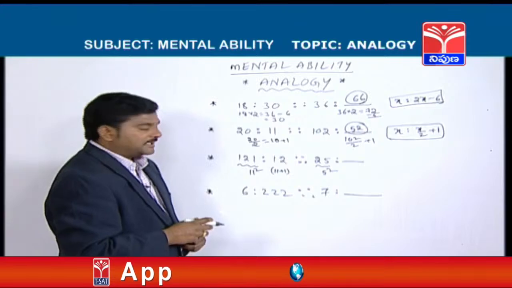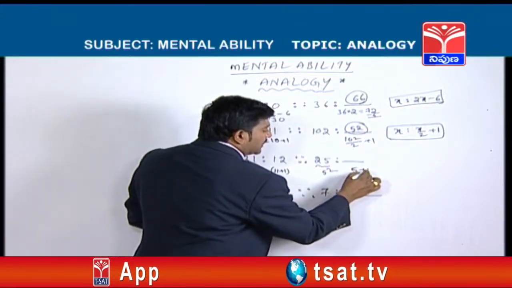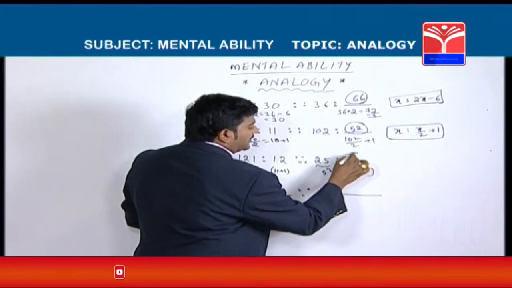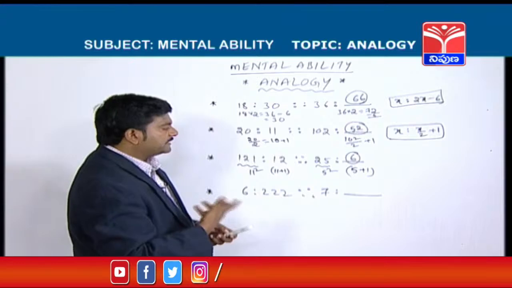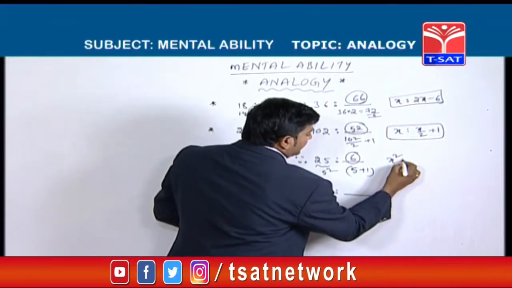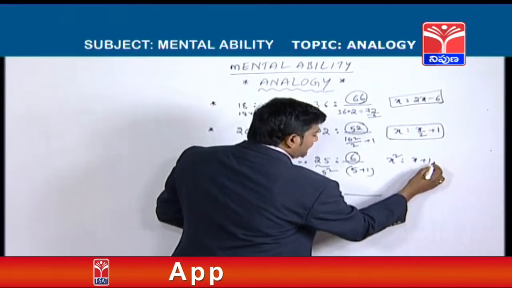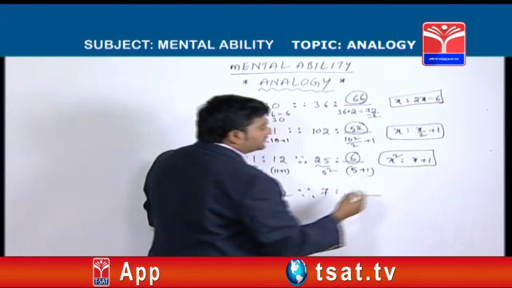11 square means 11 plus 1. Similarly here, 5 square means 5 plus 1. 5 plus 1 means what I am getting? 6 I am getting. So in general, if this word is x square, then this will be obtained by x plus 1. X square is to x plus 1 concept.